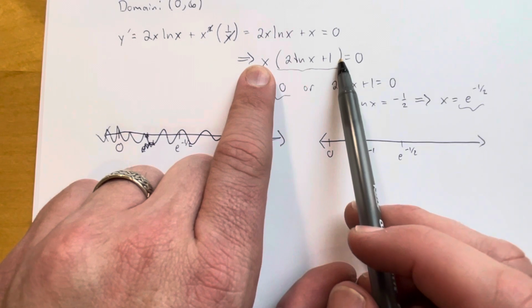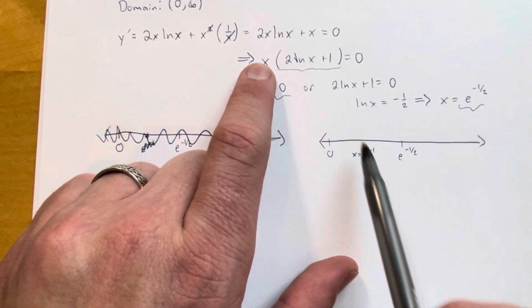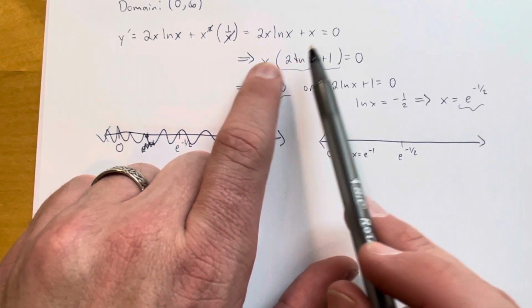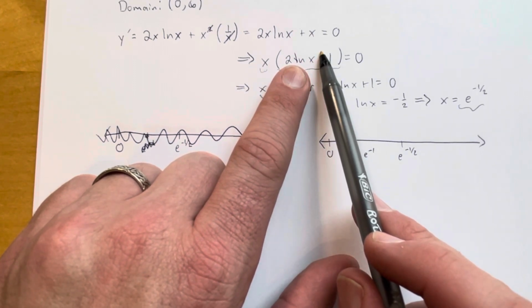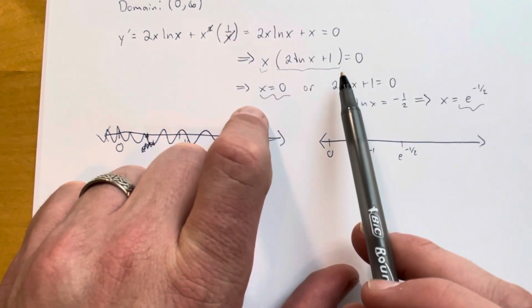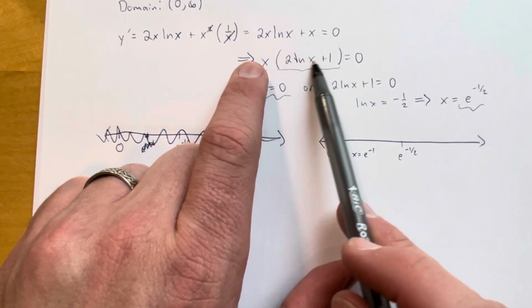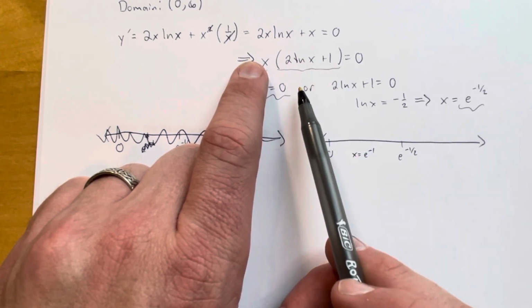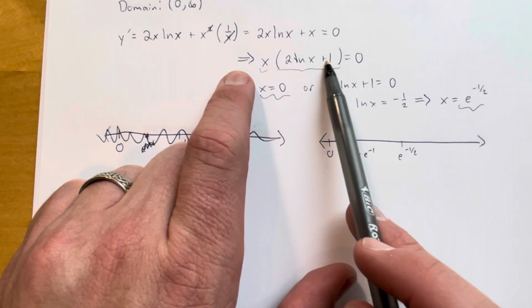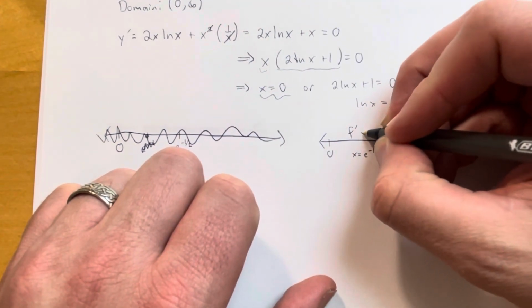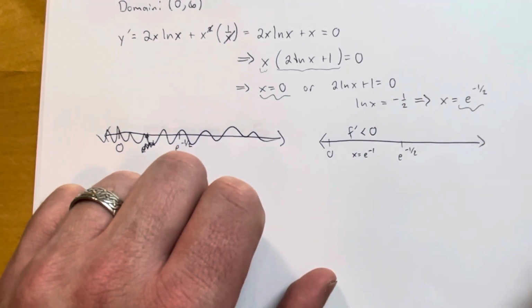But what about on this side? Well, when I plug e to the negative 1 in for the x right here, the natural log of e to the negative 1 power, that natural log and the e cancel each other. That's the role of that logarithm. That would leave me with a negative 1 here. 2 times negative 1 is negative 2, plus 1 is negative 1, so I have a negative number in here. Positive times negative is negative. So my derivative would be negative.